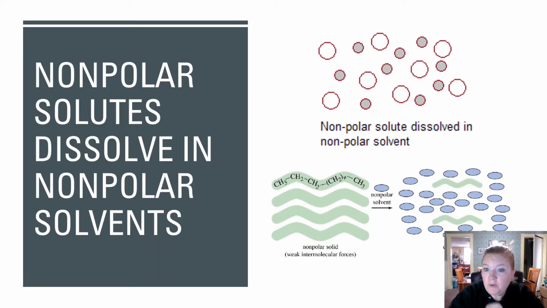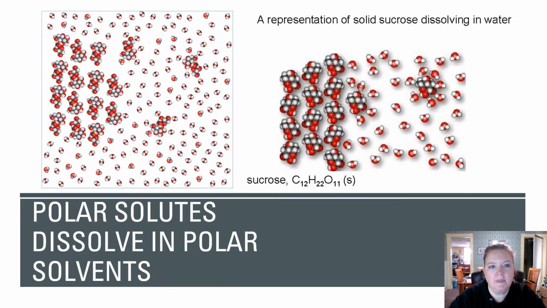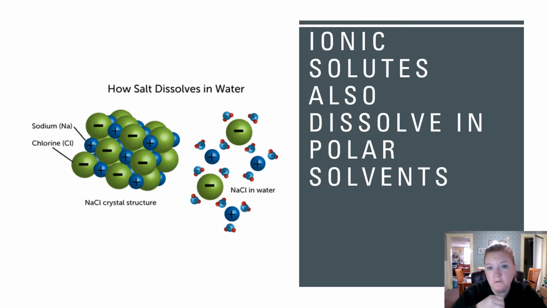Okay, so nonpolar solutes will only, that's it, only option, will dissolve in nonpolar solvents. So oil, for example, is nonpolar. If I wanted to dissolve it in something, I need to find something else nonpolar. Polar solutes dissolve in polar solvents. So water is polar, sugar is polar, so sugar dissolves in water. Ionic solutes also dissolve in polar. So anything that's ionic, like salt, also dissolves in water.